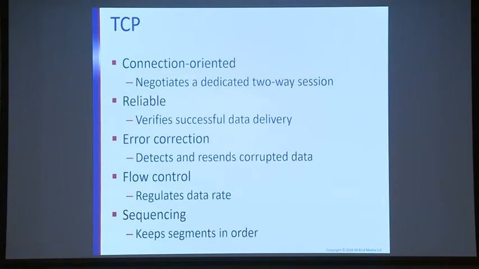TCP is connection-oriented. It's going to negotiate that dedicated two-way session. It is reliable, provides that error correction. In other words, if we don't have a packet that made it across, we can resend it. It handles that flow control. Remember, we're going to start off by sending and increasing the number of packets every time we send something out. We do sequencing to put numbers on the packets to make sure that we get them in the proper order when they arrive at their destination.